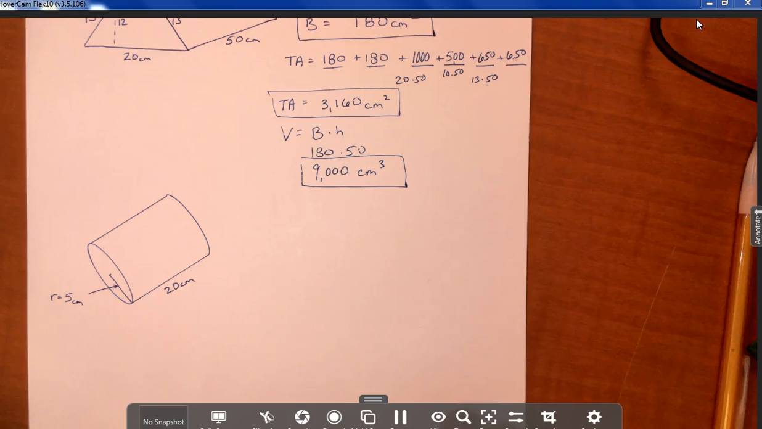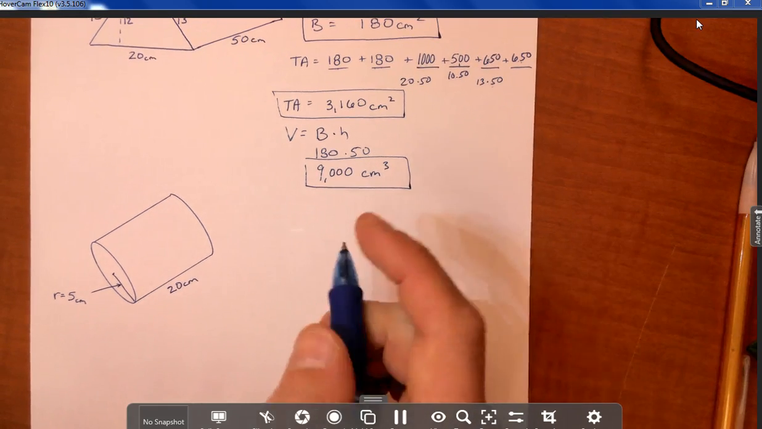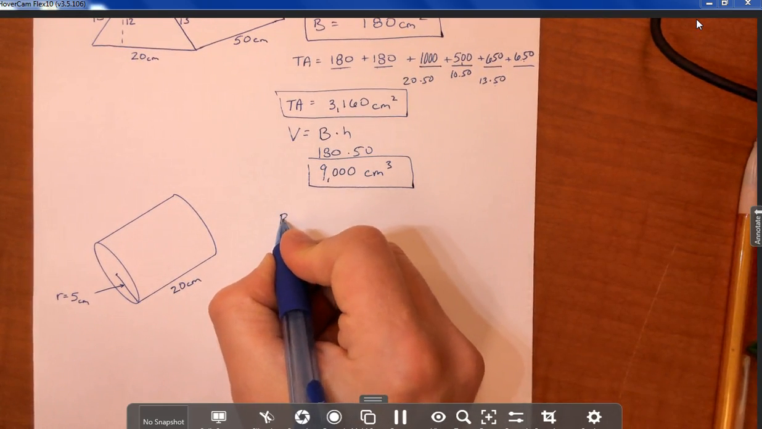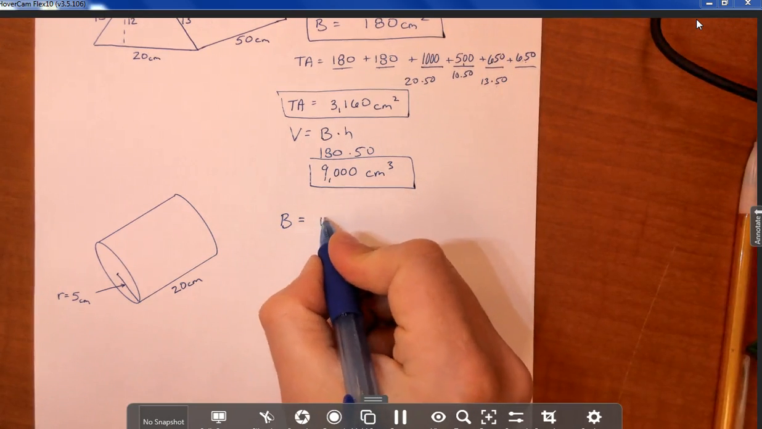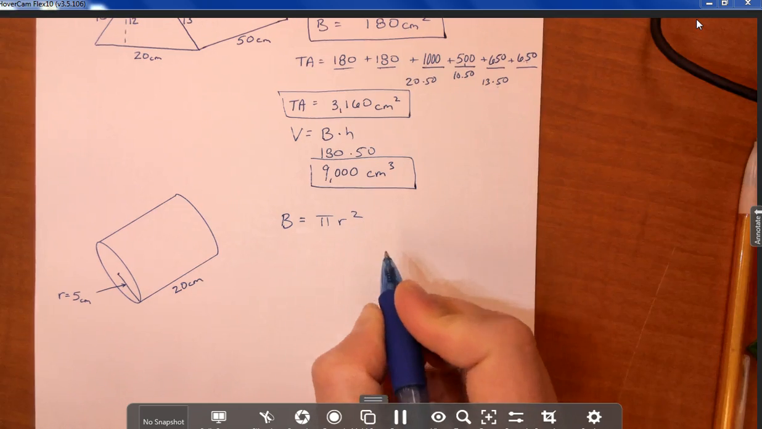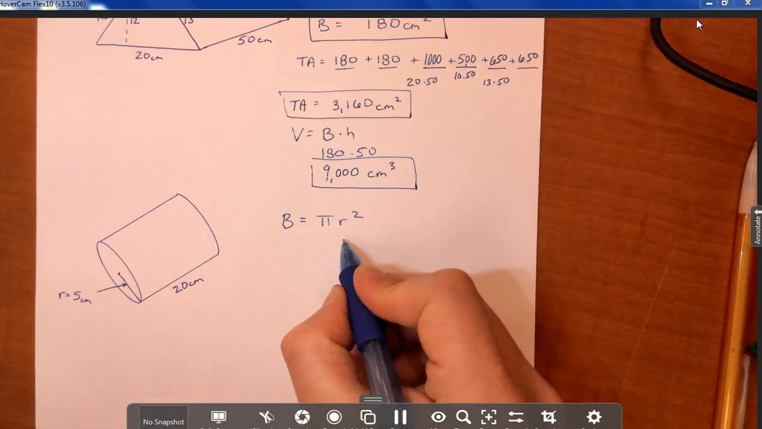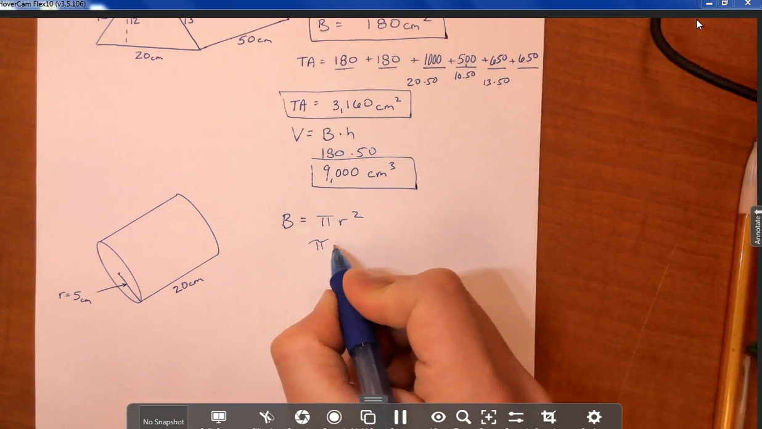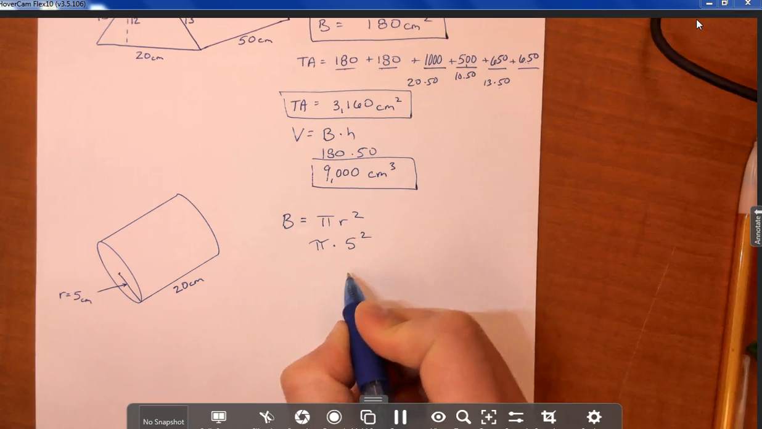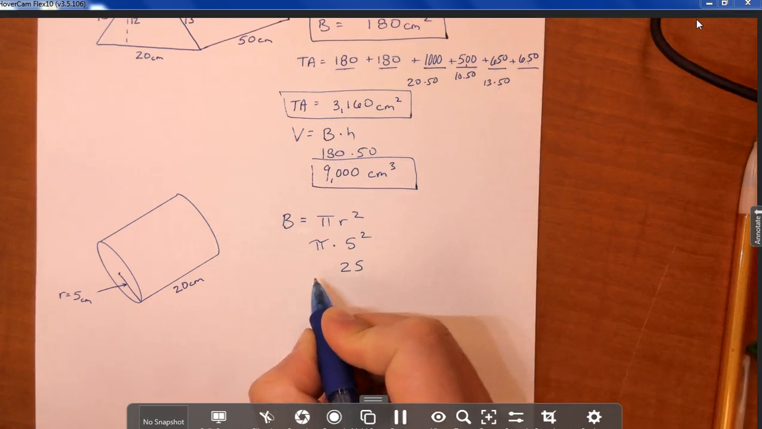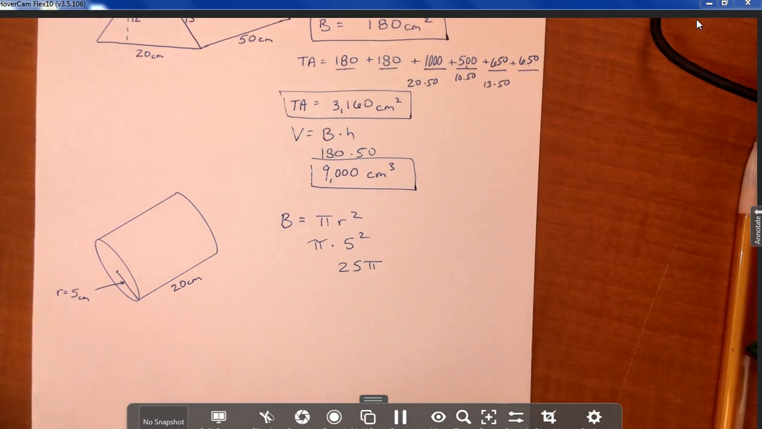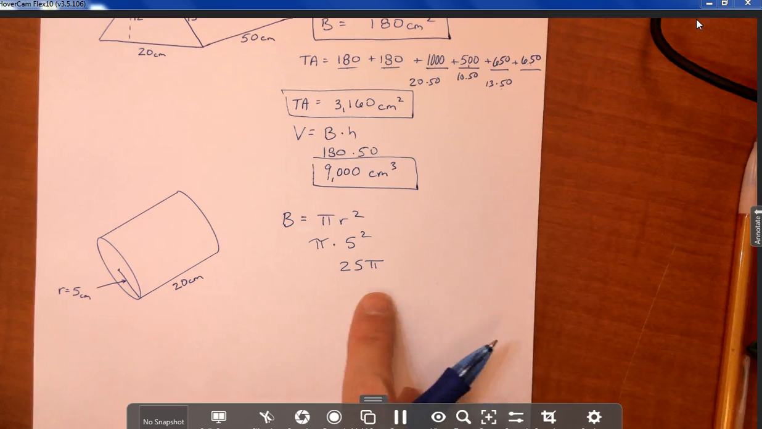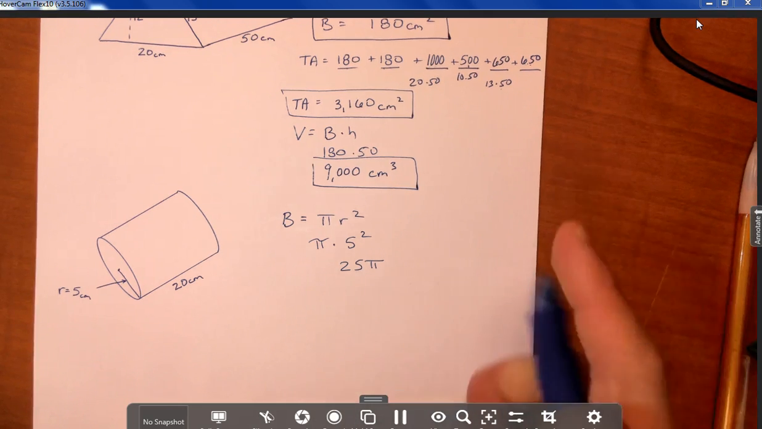Okay. Lastly, if you want to see a cylinder. So a cylinder, the area of the base is a circle. And a circle is pi r squared. The radius on this is 5. So we've got pi times 5 squared. 5 squared is 25. Sometimes people just leave problems like this in terms of pi. They never multiply the pi in, they just leave the pi as a factor. So they kind of leave it in a factored form and write it as 25 pi.